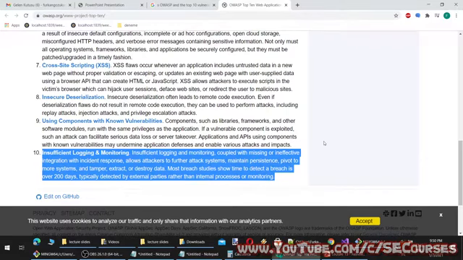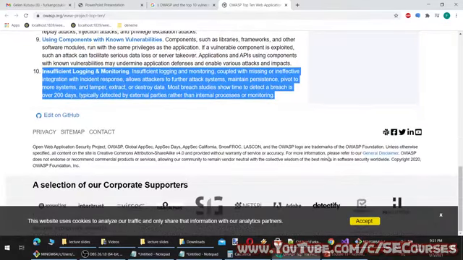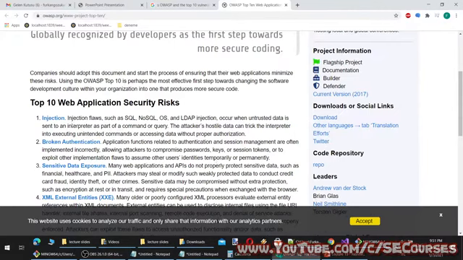Insufficient logging and monitoring. Insufficient logging and monitoring, coupled with missing or ineffective integration with incident response, allows attackers to further attack systems, maintain persistence, pivot to more systems, and tamper, extract, or destroy data. Most breach studies show time to detect a breach is over 200 days, typically detected by external parties rather than internal processes or monitoring.